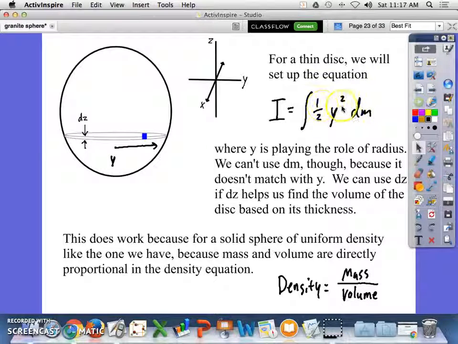This dm doesn't match with this y. So we've got to do some work. We can use dz if dz helps us find the volume of the disk based on its distance. It's not a direct route, but we can get there. This does work for a solid sphere of uniform density like the one we have because mass and volume are directly proportional in the density equation. Since density equals mass divided by volume, we can get by with that substitution, I guess.